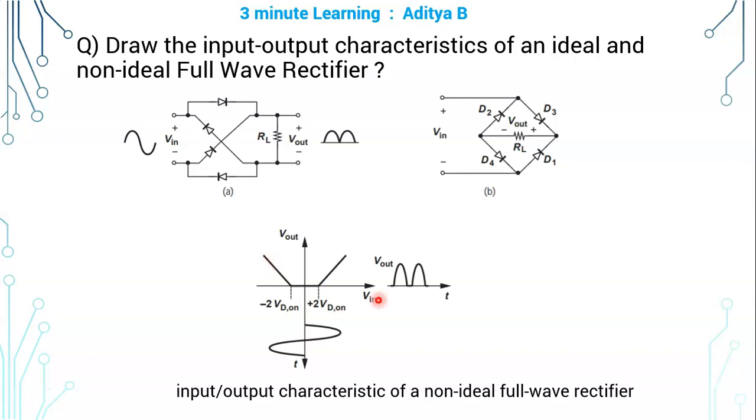And one more difference is, when the diodes are ideal, the magnitude of output is equal to the magnitude of input, whereas here the output will be input minus 2 VD on.